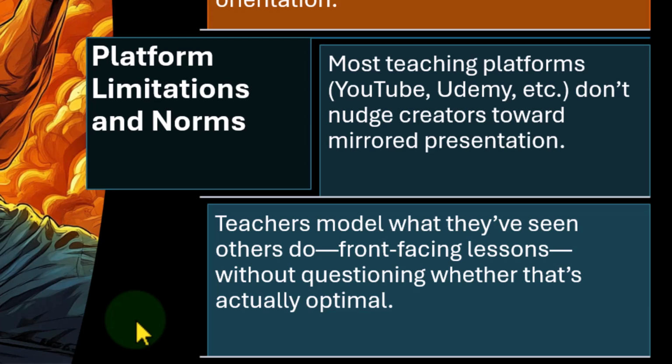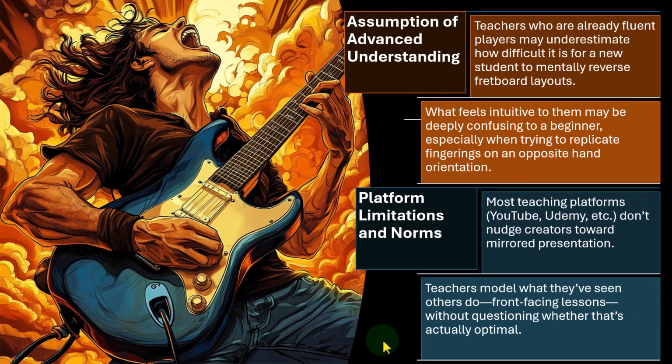I hold out hope. Teachers model what they've seen others do, front-facing lessons, without questioning whether that's actually optimal. So what are you going to do if you're going to try to become a guitar teacher on the platforms? You're going to look at the biggest players out there, and you're going to try to do what they are doing to glean some of the success that they are having. And I think that totally works to some degree, because they're doing what the algorithm is rewarding them to do, clearly, because they're being rewarded for whatever they're doing, whether it was designed for the algorithm or not.